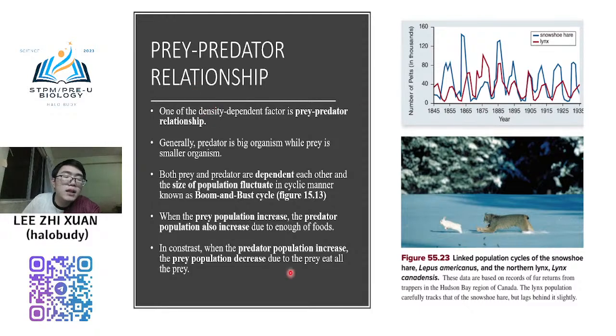So this is a famous characteristic, which we call the boom and bust cycle. Okay, so when the prey population increases, the predator also increases because there is enough food. In contrast, when the predator population increases, the prey population will decrease because the predators eat all the prey. Okay.